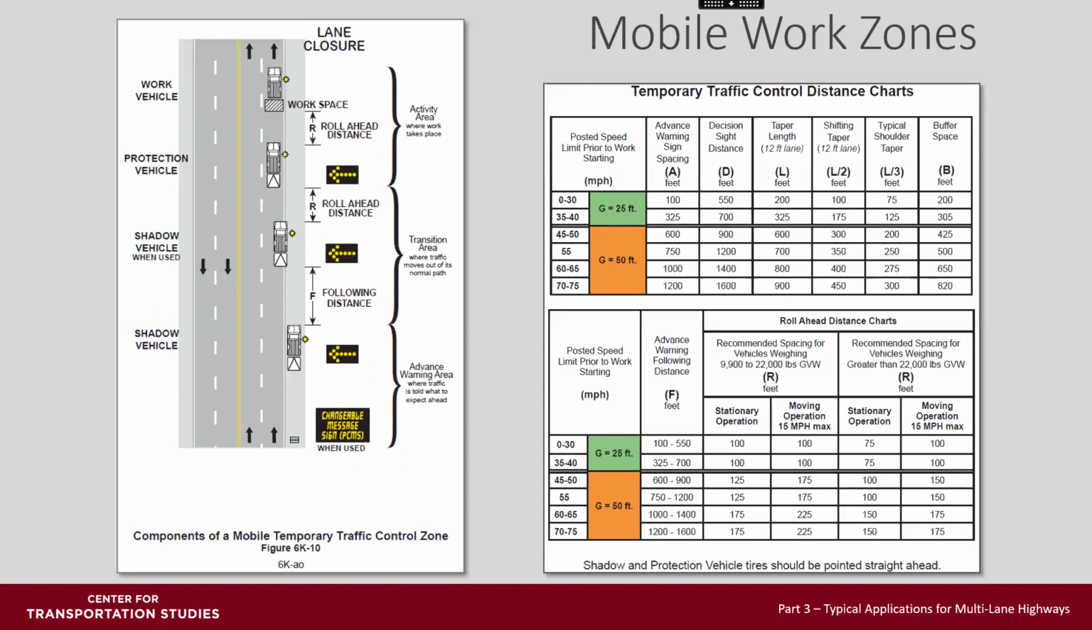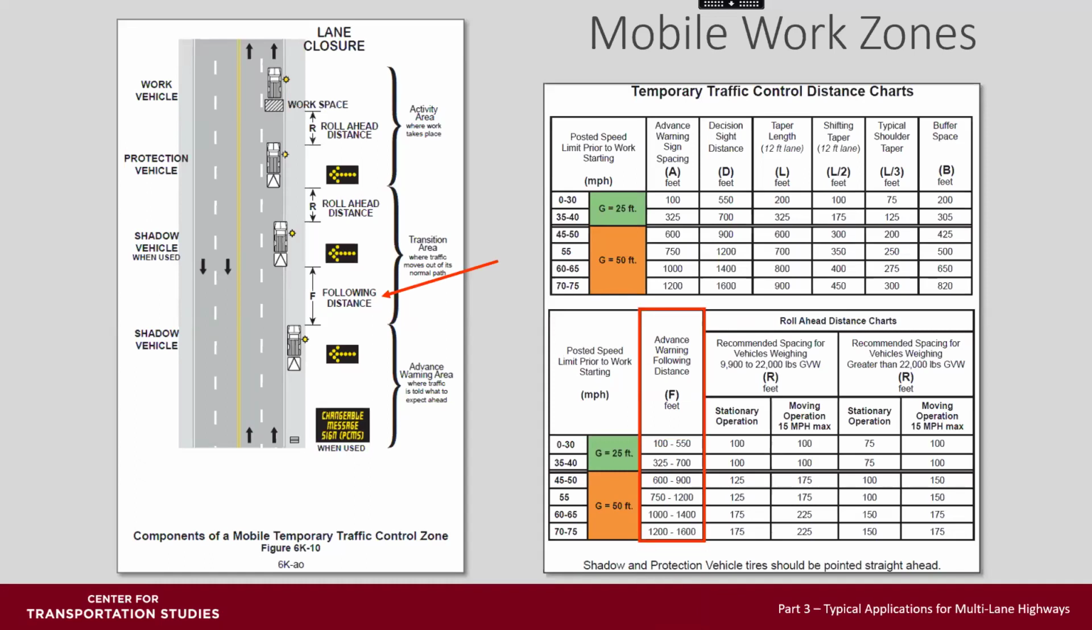Next, we'll look at components of a mobile work zone. The decision sight distance comes into play here. The operation must move down the road at least a decision sight distance in 15 minutes to qualify as mobile. As with stationary work zones, we're going to set this up in the order drivers will see the trucks. So the first shadow vehicle follows a vehicle at a distance of F, or the following distance.